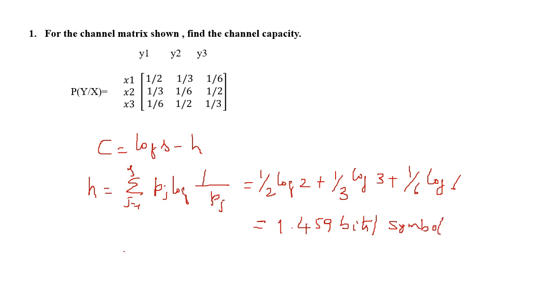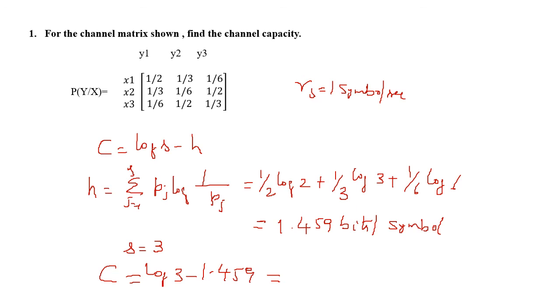Then what is S here? S is nothing but the number of outputs, which is equal to 3. So channel capacity C will be equal to log 3 minus H, which is 1.459 bits per symbol. So substitute here with Rs as 1 symbol per second. We are going to assume this. So C will be equal to, after substitution, you are going to get 0.1258 bits per second. So the unit of capacity is bits per second.